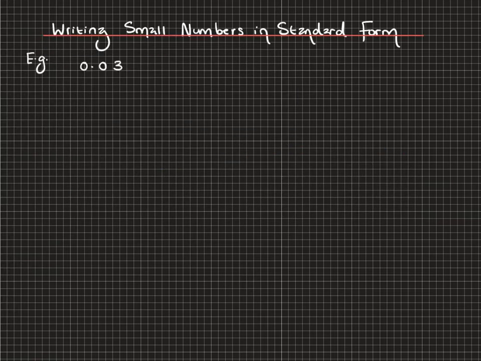So we're now going to have a look at how we can write small numbers in standard form. And we're going to start very simply with 0.03. Now, to start off with, we need to choose a number between 1 and 10 to represent this.